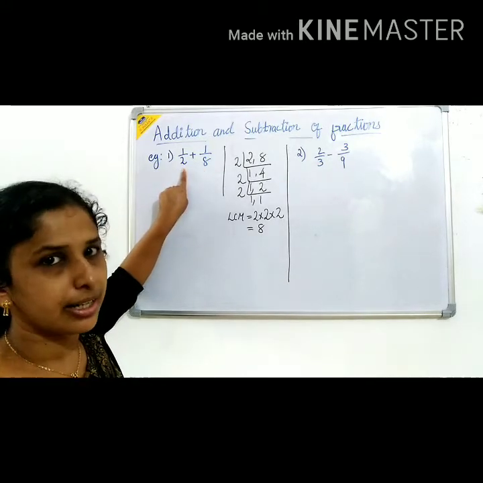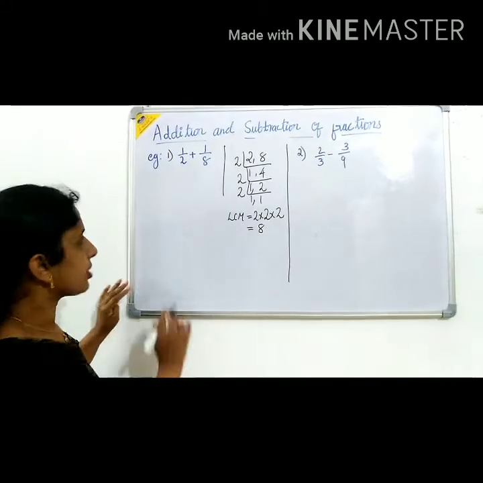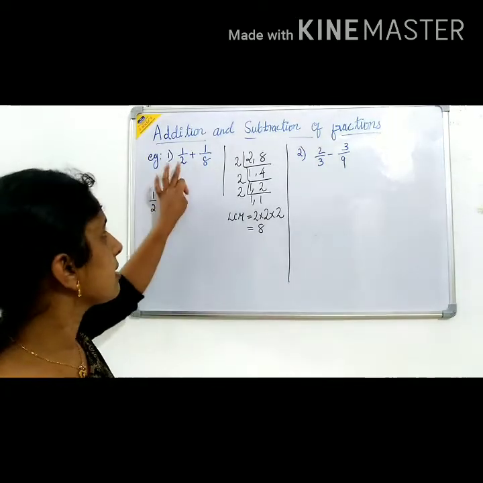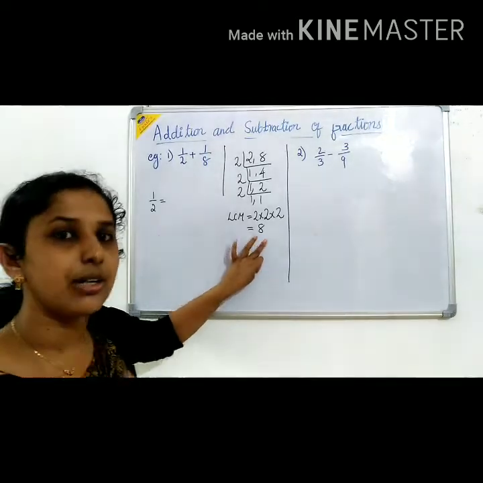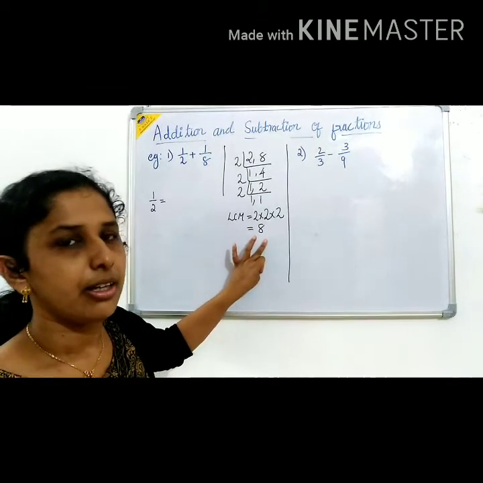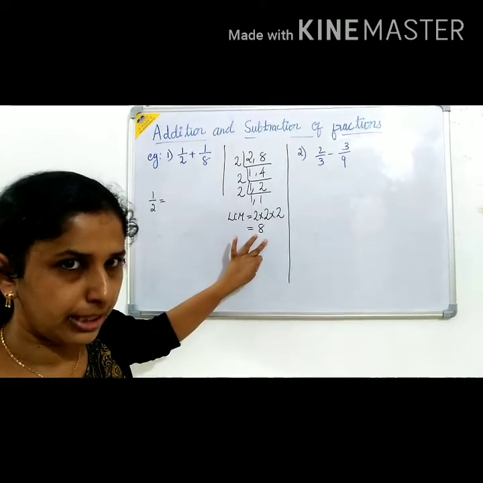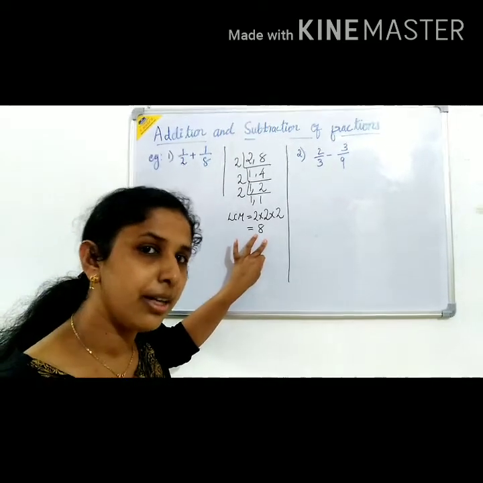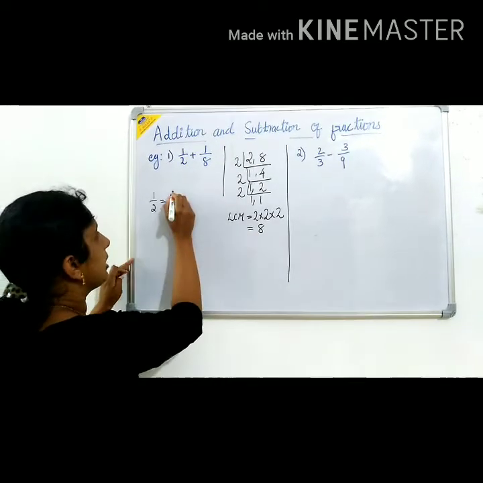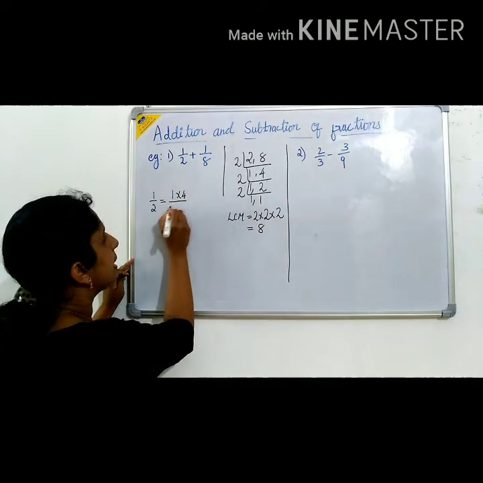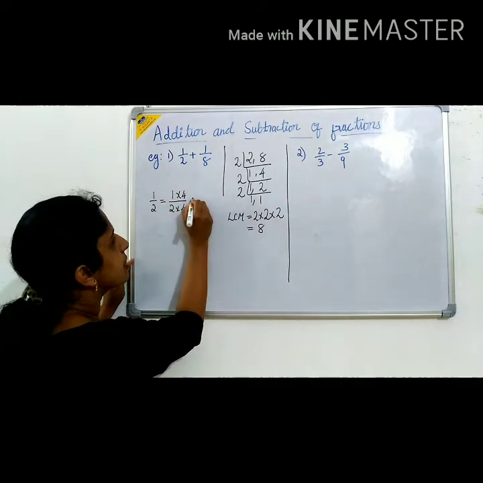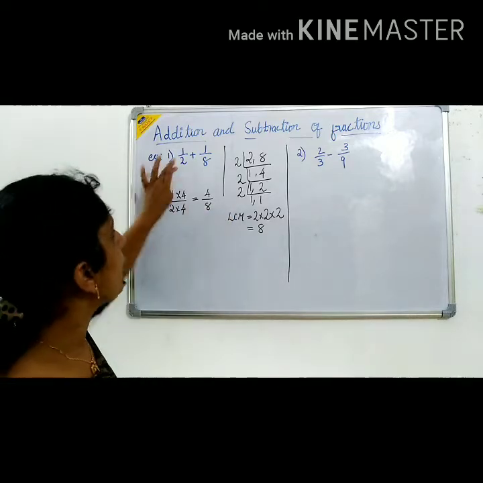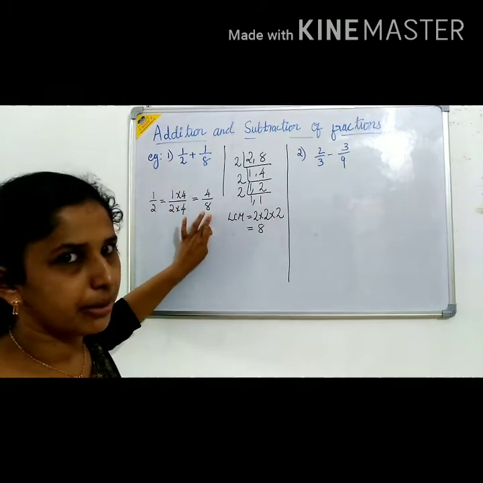See the first one. That is 1 by 2. That we have to change. That is, 1 by 2 is equal to. For converting this number 2 into 8, we have to multiply with 4. If you are multiplying the denominator of a fraction, we have to multiply the numerator also. That is 1 into 4 by 2 into 4. So it becomes 4 by 8. So now instead of 1 by 2, we got 4 by 8.